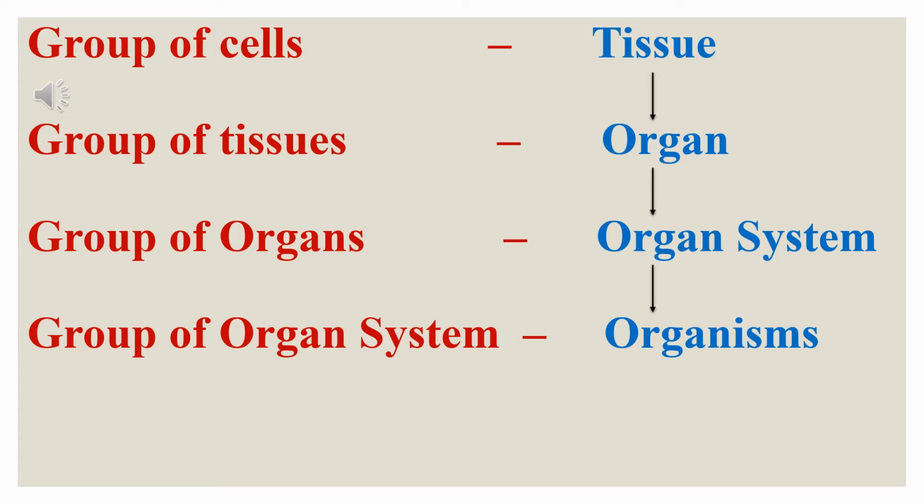Here I have given one flow chart. When one cell combines with another cell, you will get a tissue. When tissues form a group with other tissues, they form an organ. Similarly, when organs group with other organs, they form an organ system. And these organ systems finally lead to a living organism, isn't it? This flowchart shows the path from cells to living organisms, children.